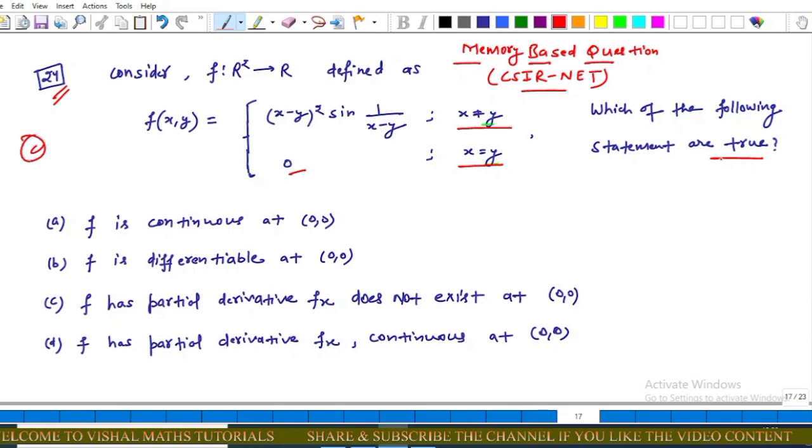In this question we have to find out the true option. The options are: f is continuous at (0, 0); f is differentiable at this point; f has a partial derivative fx that does not exist at (0, 0); and the fourth option, f has a partial derivative fx continuous at (0, 0).